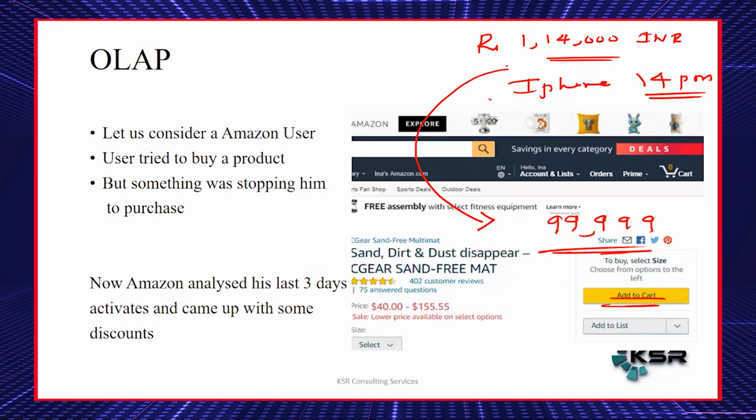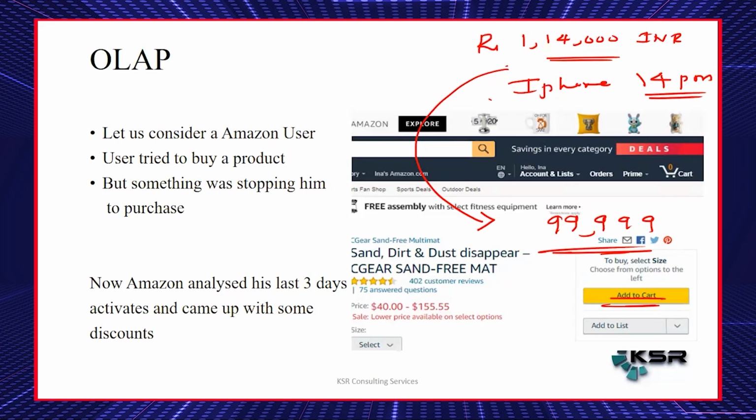This happens because they have monitored your analysis for the last 4 days. For the last 4 days, they are doing all your page analysis. How many times he's coming, how many times he's adding the product to the cart, how many times he's removing the product from the cart. Something is wrong with them. Let me give him a discount. And that's the value which you see after 5 days.